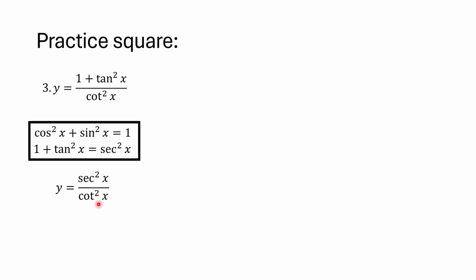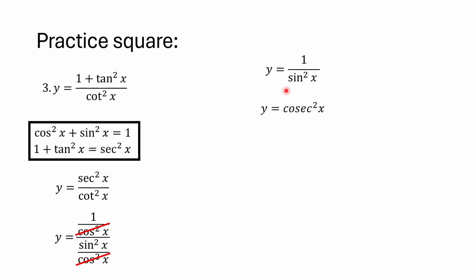here, but we can write things out in terms of sine and cos just in case it can simplify. And if you do so, you get 1 over cos squared x divided by sine squared x over cos squared x. And just being careful with your fractions, you can cancel out these cos squared x's to be left with y is equal to 1 over sine squared x. And you can just say y is equal to cosecant squared x, just like so.